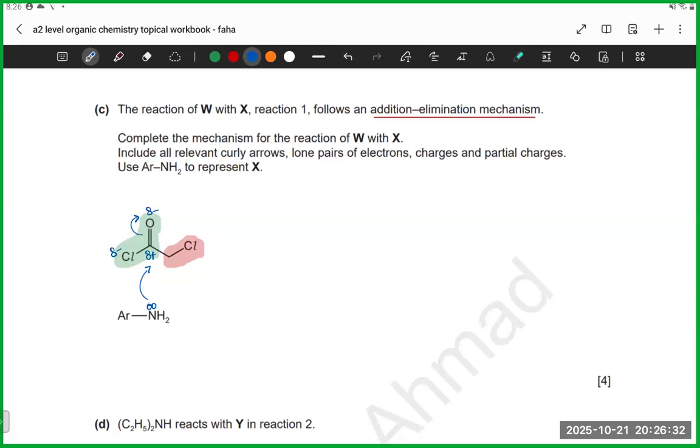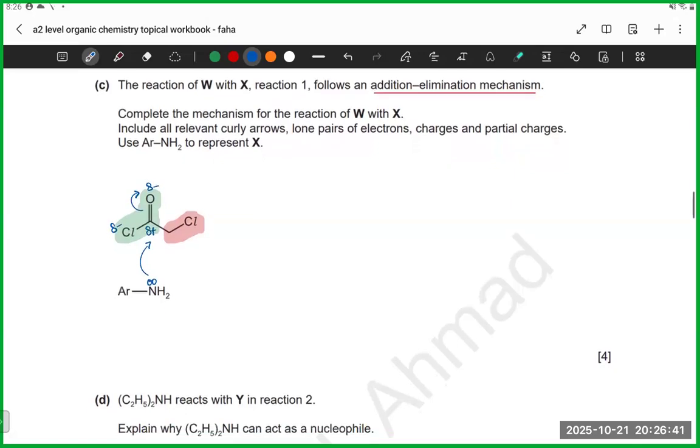ये भी clear? Ibrahim clear, Saak, Middle, Qasim, is this clear? Yes. Yes.